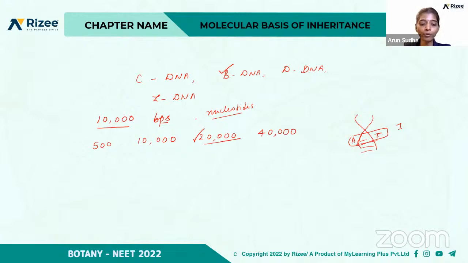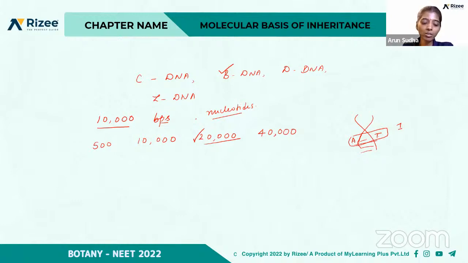So the units of nucleic acids are phosphoric acid, nitrogenous bases, pentose sugar, and nucleotides. Units of nucleic acids are phosphoric acid, nitrogenous base, pentose sugar, and nucleotide. Yeah, nucleotide is the right answer.